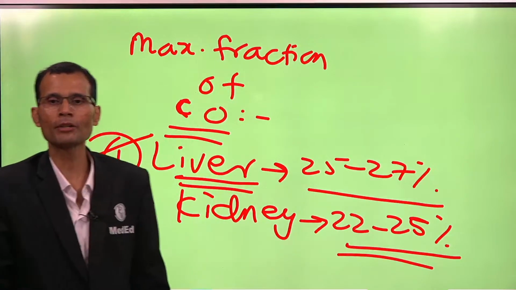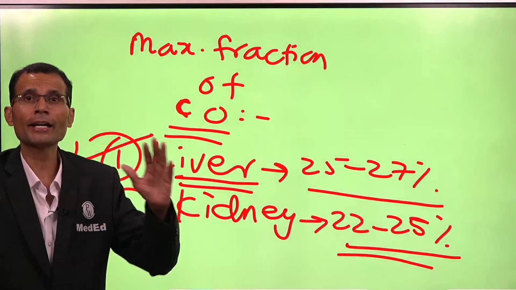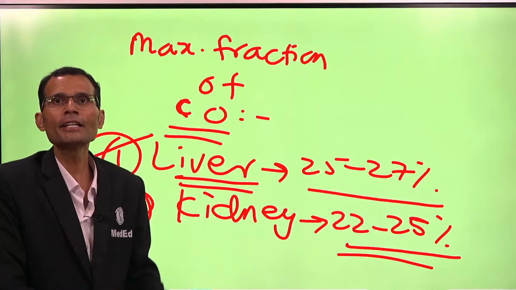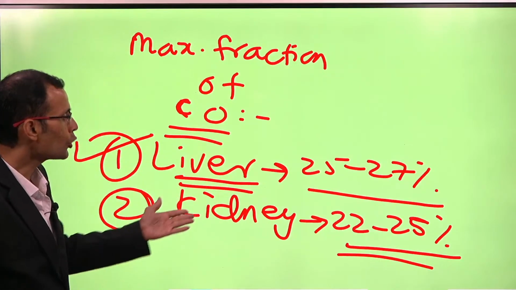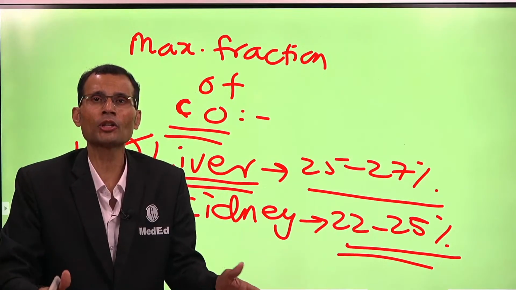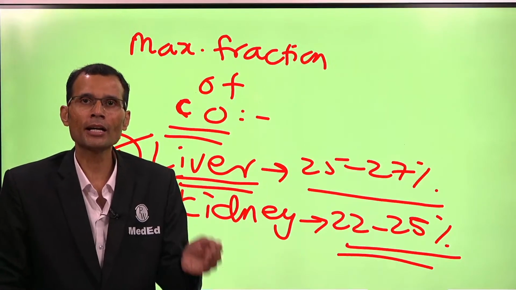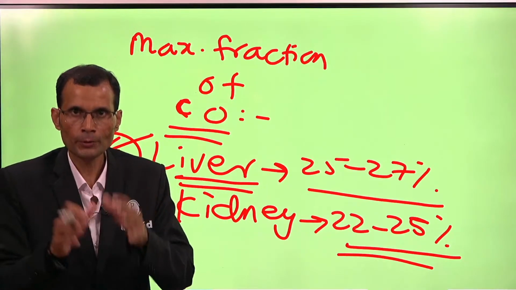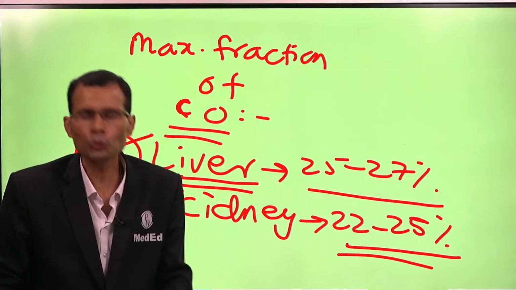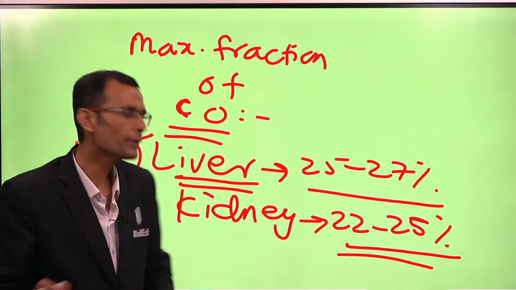So in terms of organ fraction of cardiac output, liver is the best, kidney is the second best. Now think, the kidney is a small organ and it is receiving 25% of the cardiac output. One fourth of the cardiac output is going to the kidney. So obviously, if we measure per 100 gram of tissue, the kidney will have a huge blood flow per 100 gram of tissue per minute.